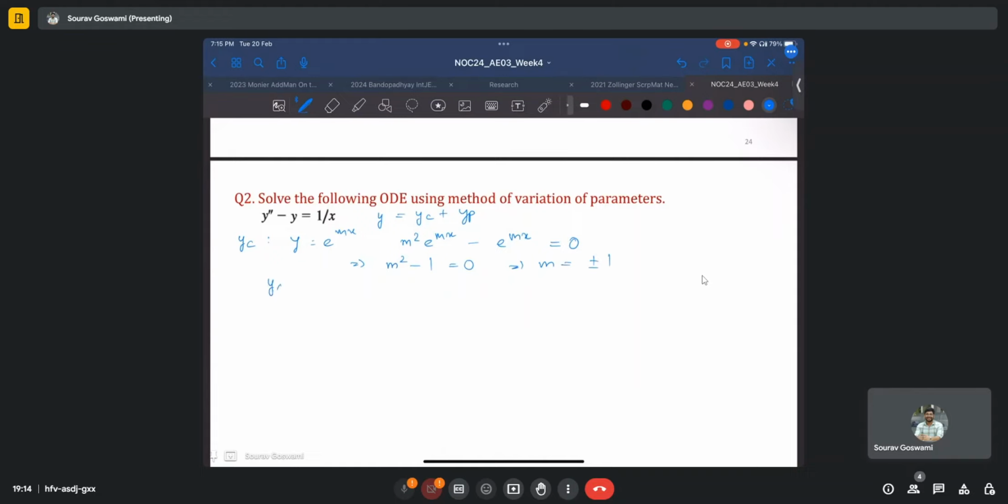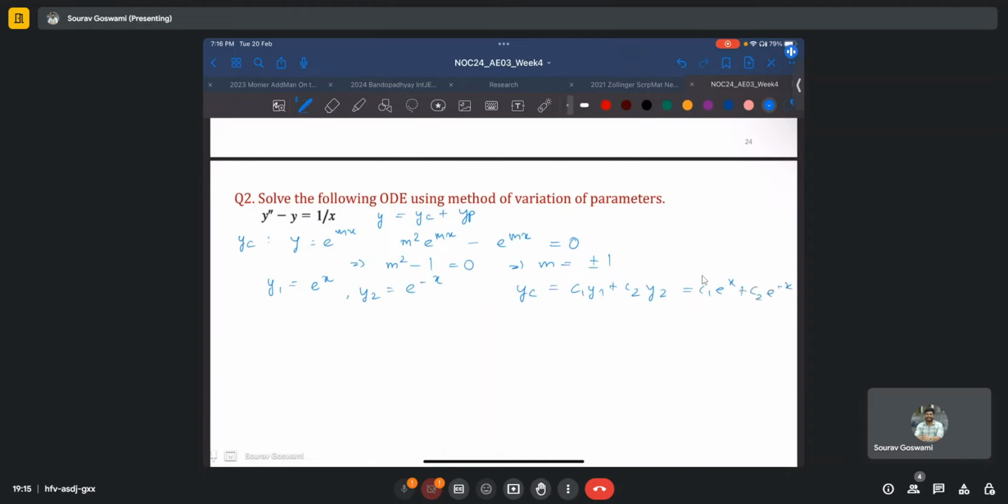So y1 is thus e power x and y2 is e power minus x. Our complementary solution is equal to a linear combination of the two, so c1 y1 plus c2 y2, which is c1 e power x plus c2 e power minus x. Now we move on to, more importantly, calculating the particular solution, and we assume a form u1 y1 plus u2 y2.